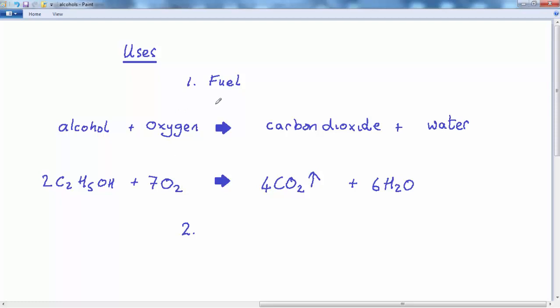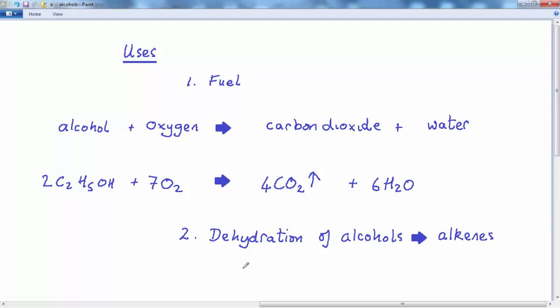Now if you're asked for another use for ethanol or alcohols in an exam question, one of those is for fuels, and another use of alcohols is in the production of alkenes. Let's say the dehydration of the alcohol to produce an alkene. And as you know, alkenes are then very useful in the manufacture of polymers and plastics. For example, dehydration of ethanol to produce ethene. Now we'll look at this particular reaction in a later lesson.